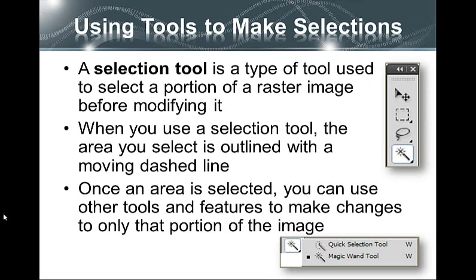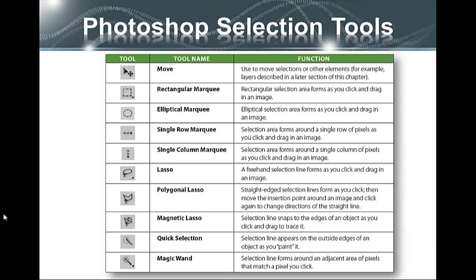A selection tool is a type of tool used to select a portion of a raster image before modifying it. When you use the selection tool, the area you select is outlined with a moving dashed line, which is sometimes called marching ants. Once the area is selected, you can use other tools and features to make changes to only that portion of the image. Here you can see some of the basic selection tools you'll use in Photoshop: the Move tool, the rectangle, elliptical, single row and single column marquees, the lasso, polygonal lasso, magnetic, quick selection, and magic wand.